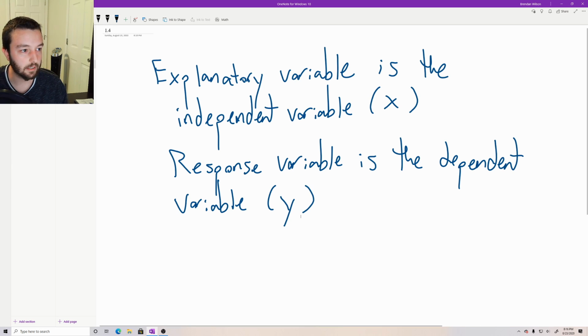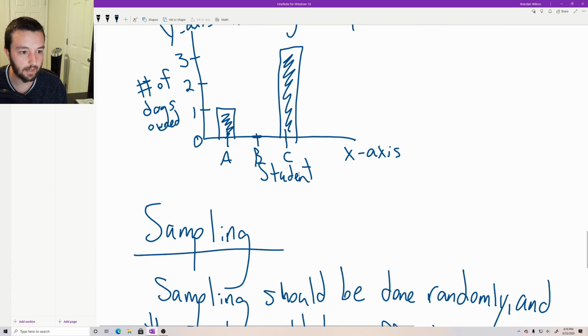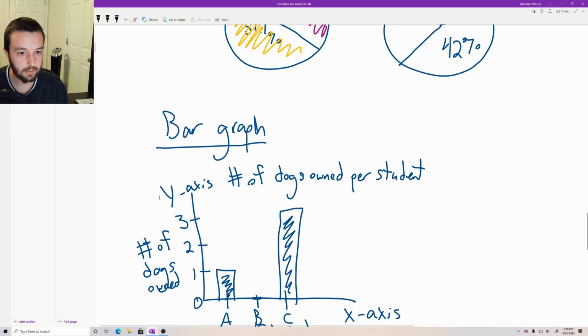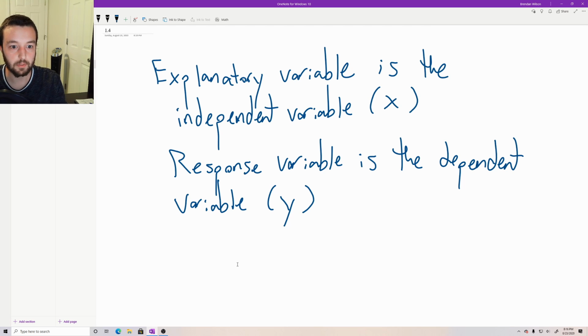So if we go back to our graph, where was that, 1.2, right? With your X-axis and your Y-axis. So your X-axis is your explanatory variable, and your y-axis is your response variable. It doesn't really make sense in this context too much, the words explanatory and response, but essentially the explanatory variable is the one that's changing the response variable, right? And the response variable is the one that's being changed.